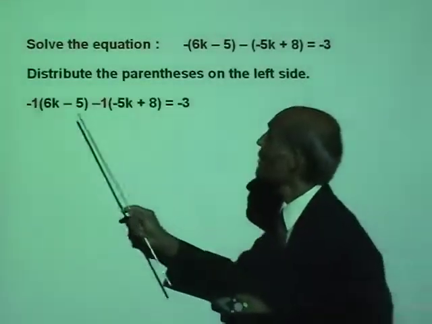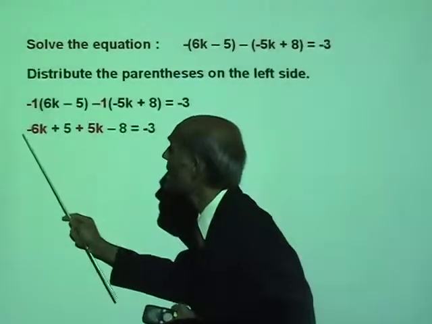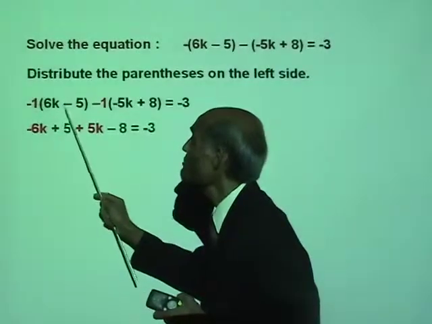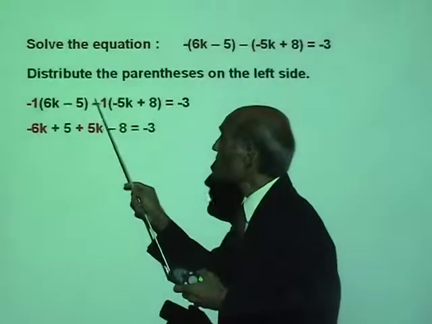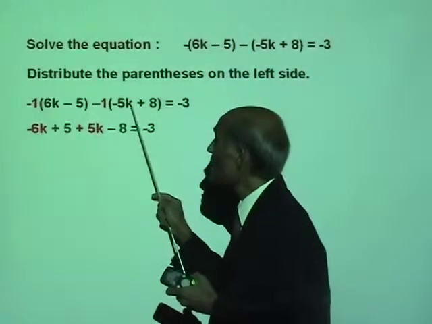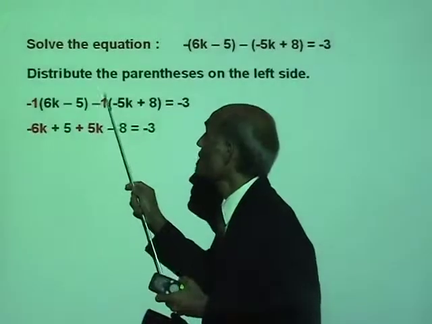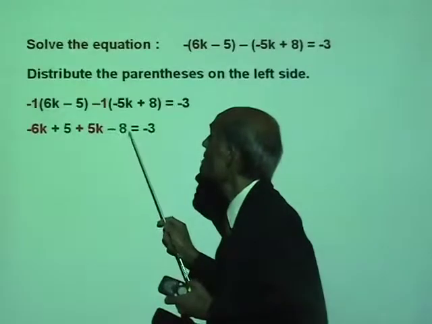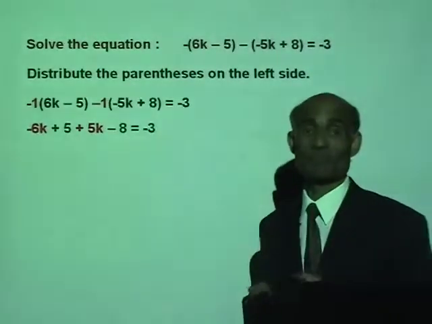Alright? So, watch it again. Negative 1 times 6k is negative 6k. Negative 1 times negative 5 is positive 5. Negative 1 times negative 5k is positive 5k. Negative 1 times positive 8 is negative 8. Equal to the right side is negative 3.